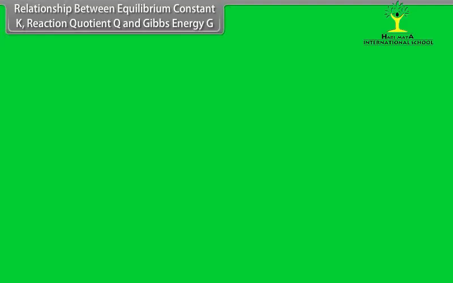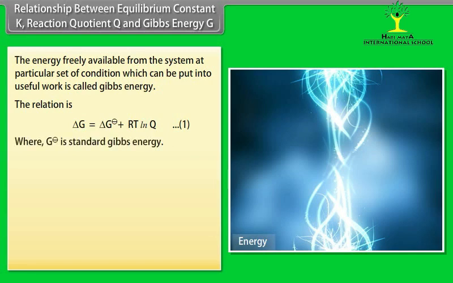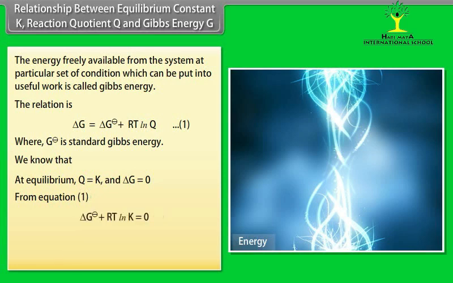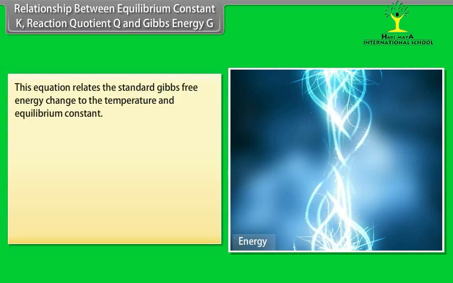Relationship between equilibrium constant K, reaction quotient Q and Gibbs energy G. The energy freely available from the system at a particular set of conditions which can be put into useful work is called Gibbs energy. The relation is, name it as equation 1, where ΔG° represents standard Gibbs energy. We know that at equilibrium Q is equal to K and delta G is equal to 0 from equation 1. Rearranging gives, this equation relates the standard Gibbs free energy change to the temperature and equilibrium constant.